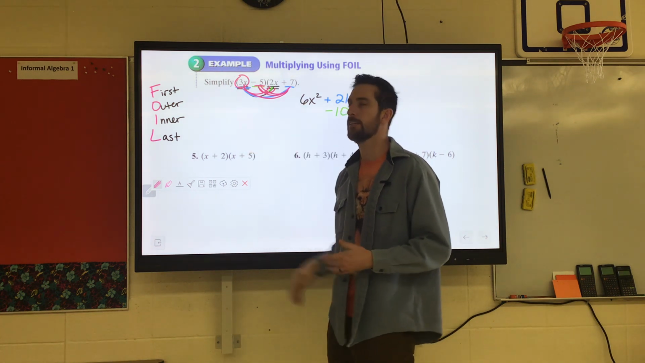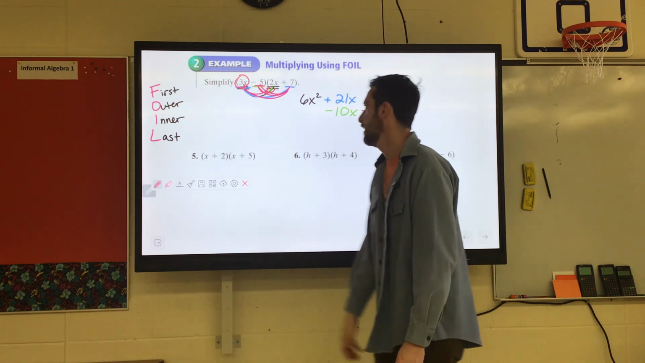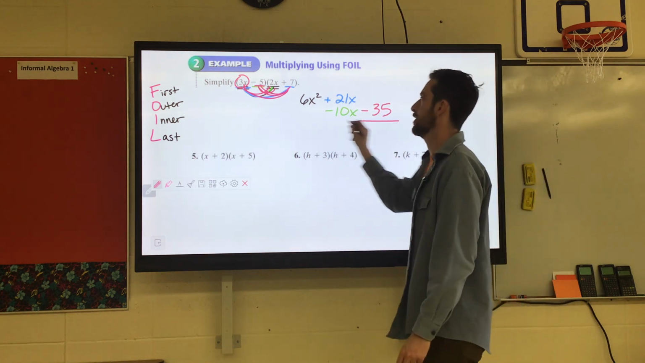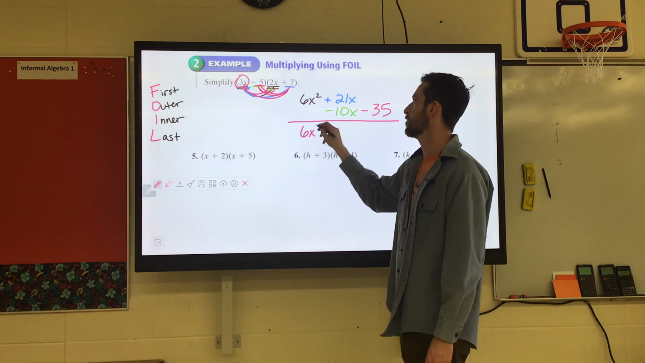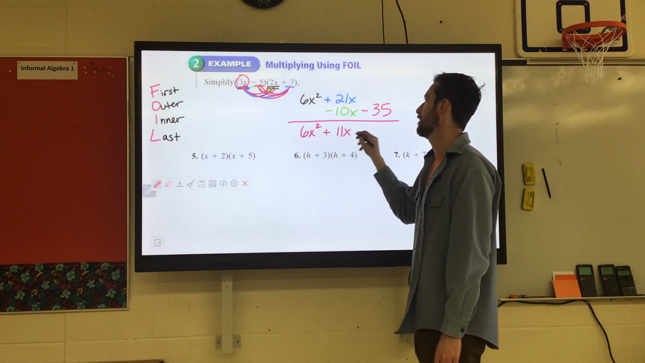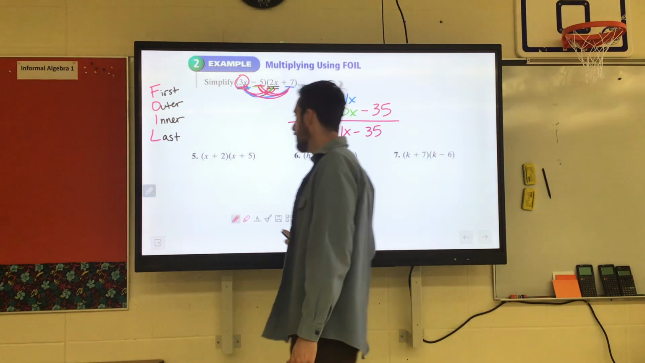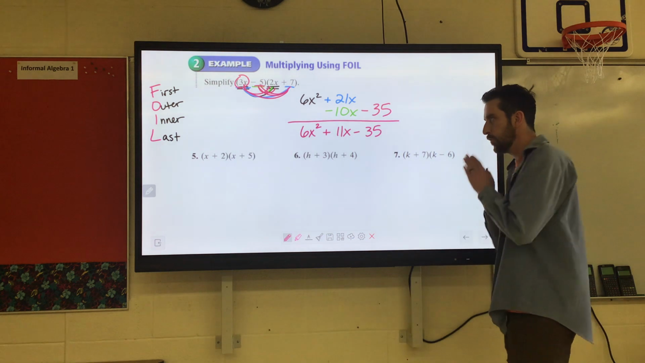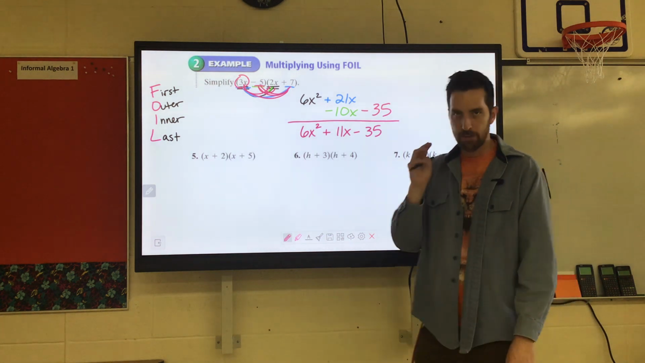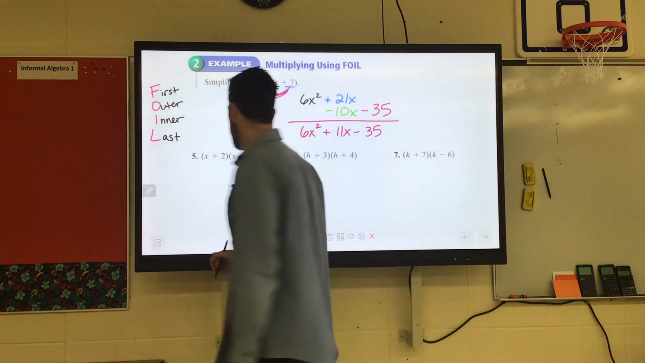But this is just a way that you can make sure that you remember to hit all the ones you need to hit. And then if we combine our like terms here, we got 6x squared, 21x minus 10x is 11x minus 35. So again, I'd like you to try all 3 of these. Pause it here, try it out, and then check and make sure you get the same thing I do.